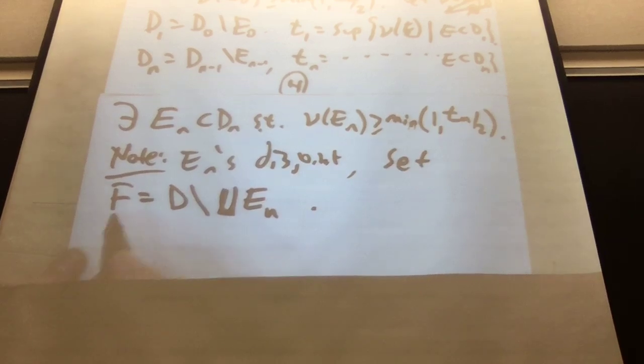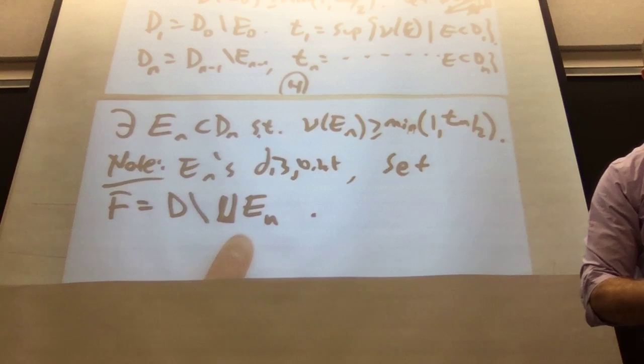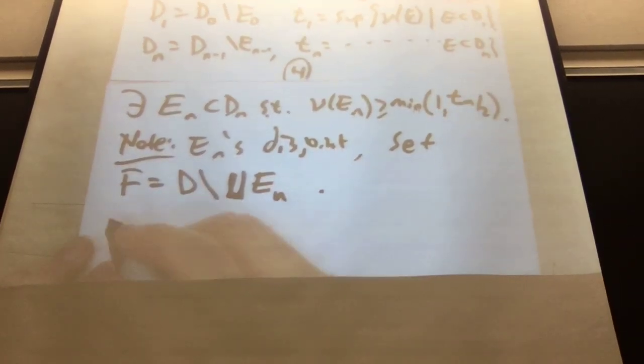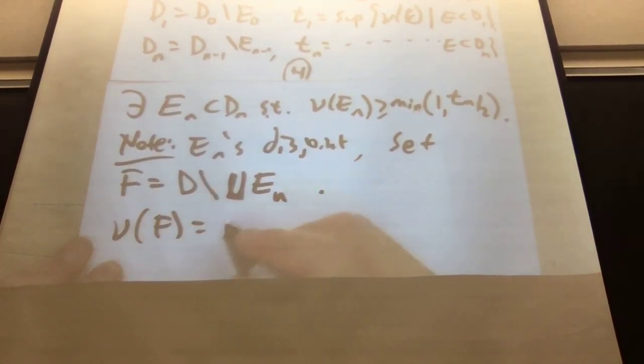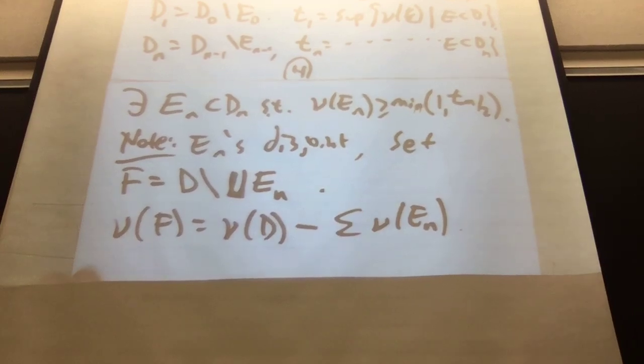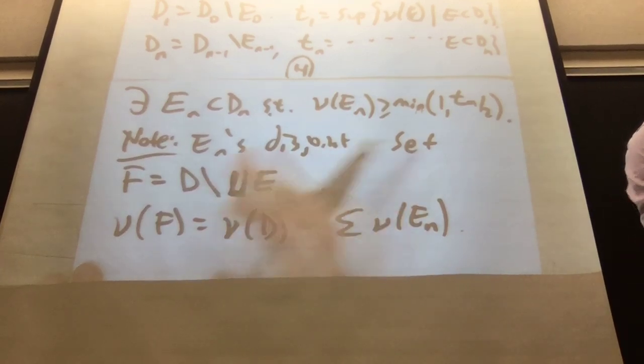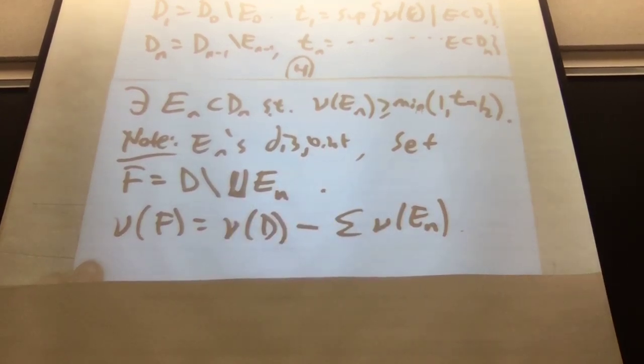So this is a countable disjoint union, the ENs. And so nu of F is equal to nu of D minus the sum of nu of the ENs. That's by countable additivity of nu. The ENs are all disjoint, so alternatively, put this sum on the other side, if you want.